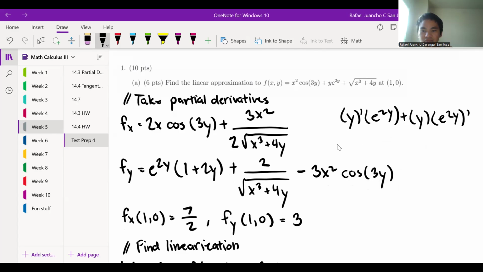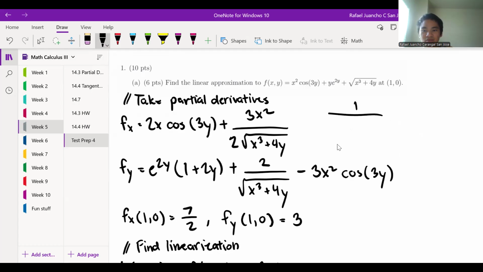And then I see here, oh, this is e to the 2y. This is y. This is e to the 2y. This is 2. So I have, yeah, e to the 2y. I factored it out, and I have 1 plus 2y. And so, okay, I got that part. Now, how about this thing?